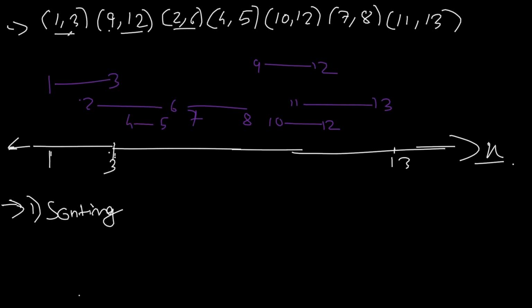9 comma 12. It is given in the second order, but it won't be placed in the second order in the number line, right? It will be placed where the 9 starts and the 12 ends. Definitely. Now 2 comma 6. It is given after 9 comma 12. That does not mean that I will place it after 9 comma 12, right? In the number line, in the x-axis.